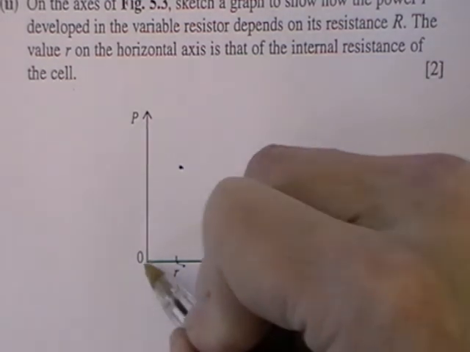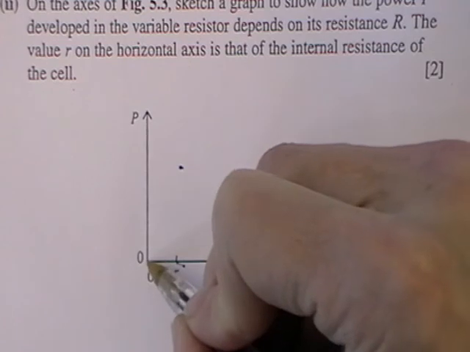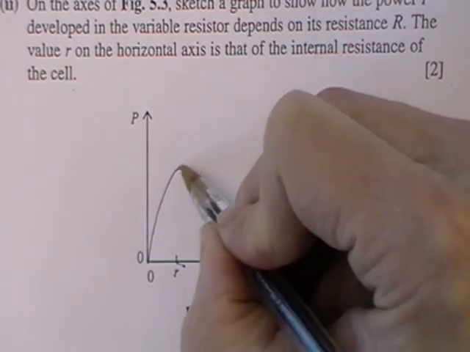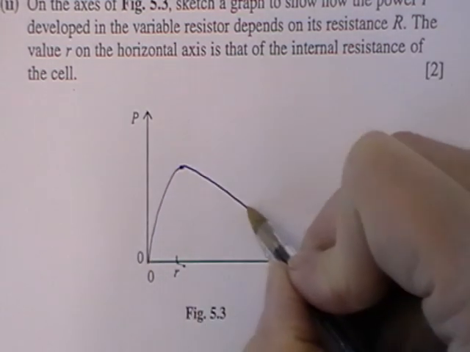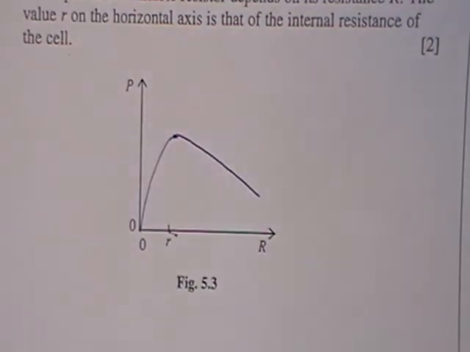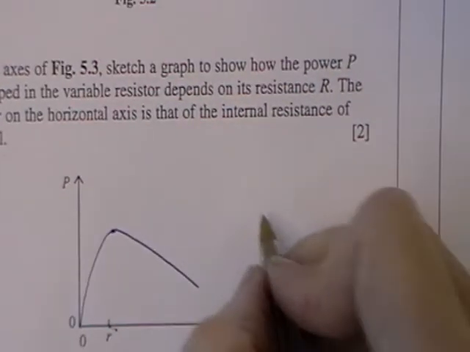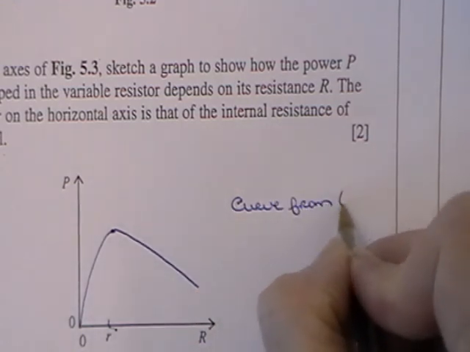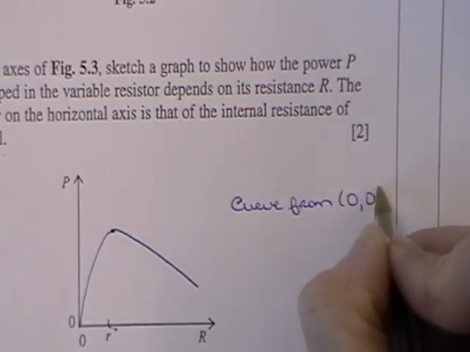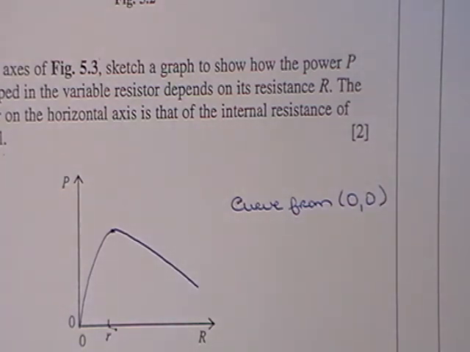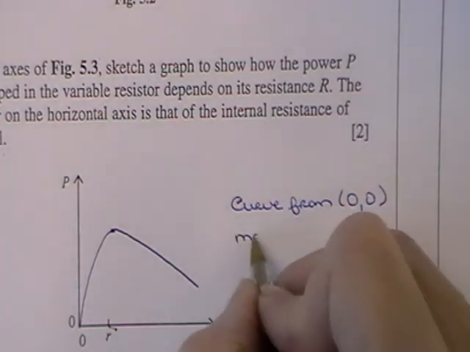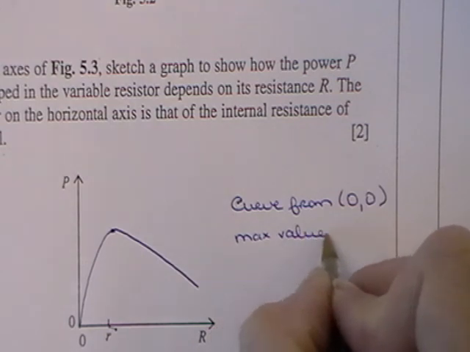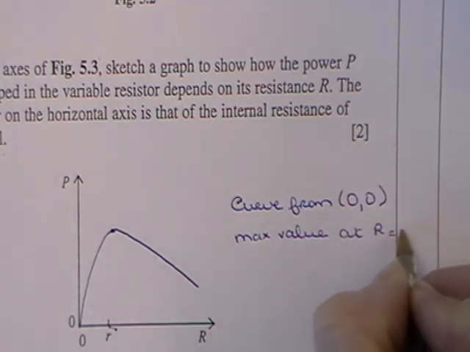And so it's a graph which goes up from 0 to a peak and then levels off a bit like that. Well, drops, I suppose. And you get 2 marks for a curve from 0, because obviously when you've got no resistance, you've no power transfer, and it has a maximum value at the place where R is equal to small r.